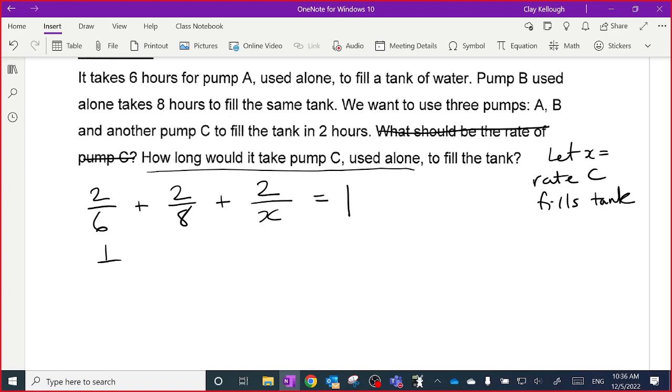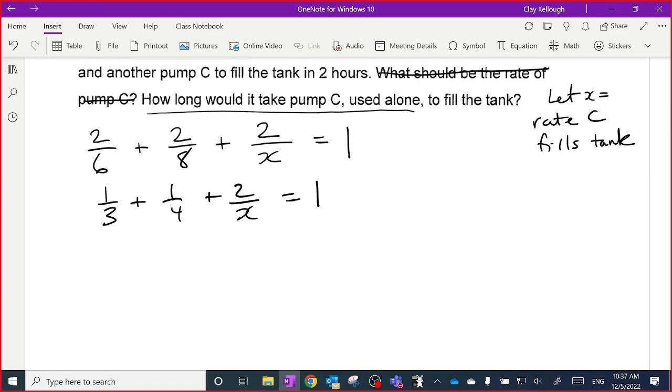Okay, we could simplify this a bit. That's 1/3 plus 1/4 plus 2 over, I don't know, is equal to 1. What's the common denominator of that? 12, not quite 12, 12x. So if I times this one by 12x, I'm going to get 4x. If I times this one by 12x, I'm going to get 3x. And if I times this one by 12x, I'm going to get 24. And 1 times 12x is 12x, right? LCD is 12x, if you need me to write that down for you.